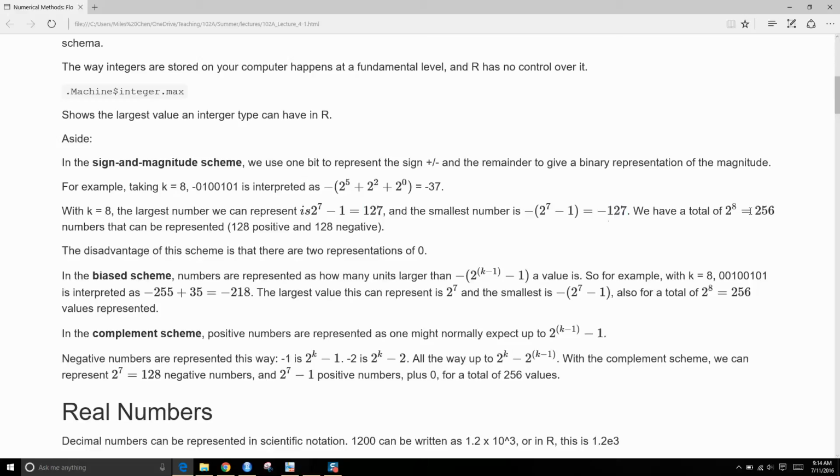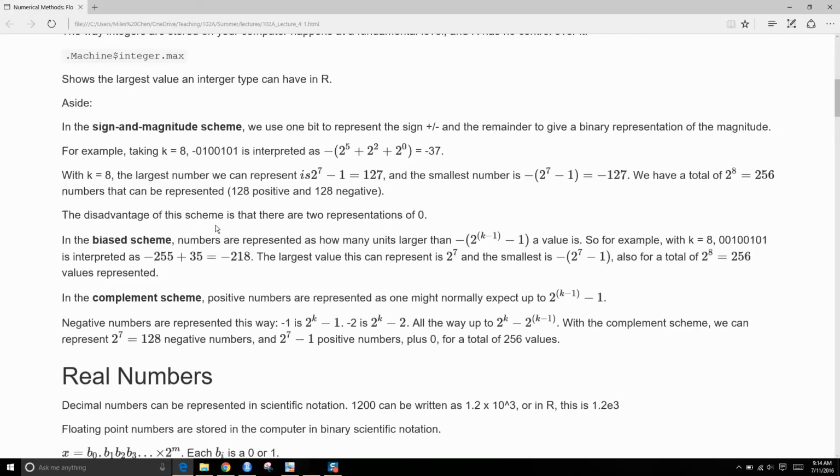And so we have a total of 256 numbers that can be represented, except we're going to have 2 representations of 0. You have positive 0 and negative 0. Basically everything is 0 except you've got a positive or a negative in there, and that's fine. That's one of the disadvantages.